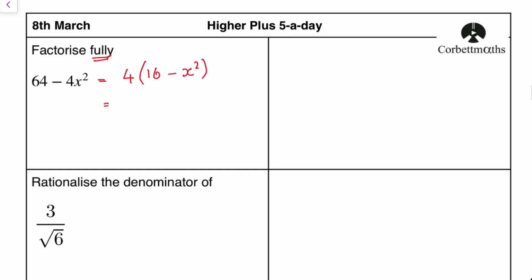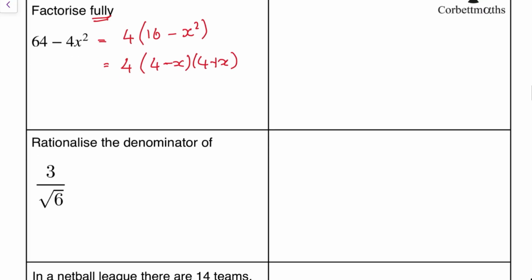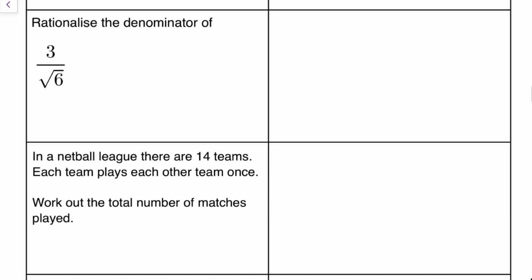Then at this stage, you need to notice that this is a difference of two squares. Now, what I write now, you've either seen before or you haven't, but either way, get used to spotting it because it will appear a lot. Difference of two squares gives me 4 times (4 minus x)(4 plus x). First question done. Next question.